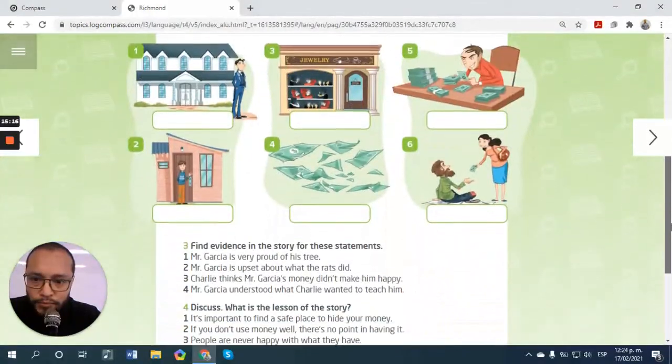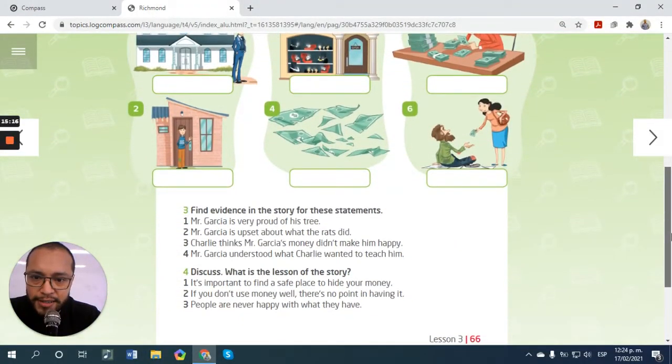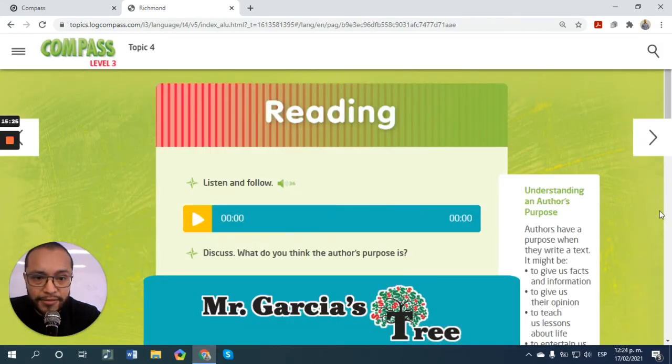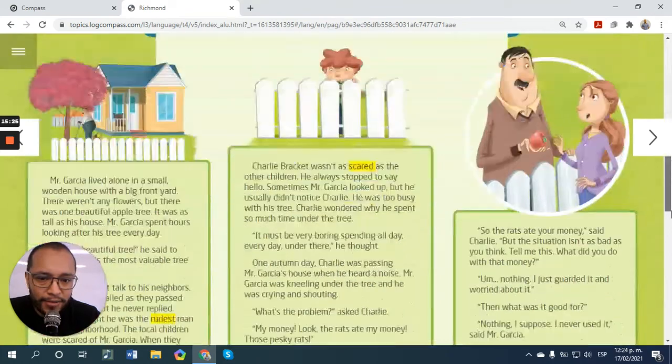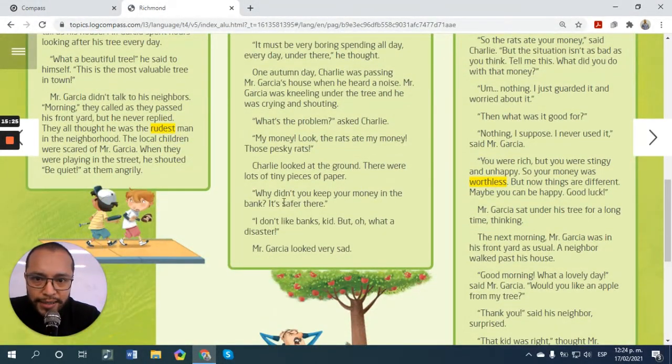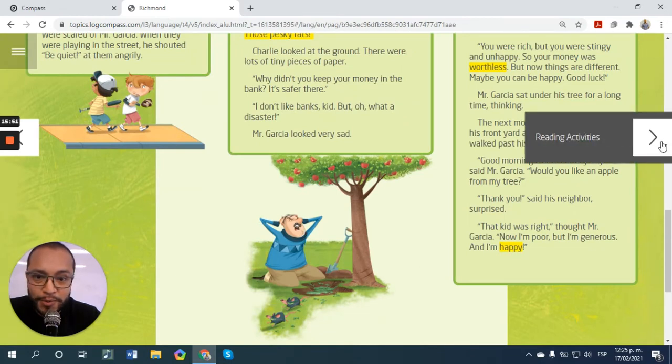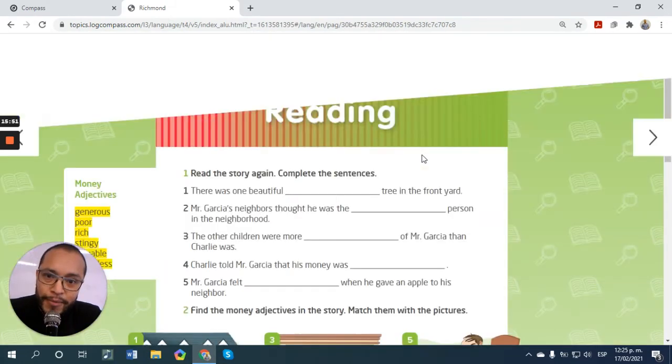Now, if we check the point number 2, Mr. Garcia is upset about what the rats did. La palabra upset significa triste o enojado, decepcionado. Eso lo podemos ver cuando Mr. García le cuenta al niño que las ratas se comieron todo su dinero. Vean aquí esa evidencia. My money, look, the rats ate my money, those pesky rats. So Mr. Garcia is really, really sad about it. You can see his face right here. Nobody would be happy if they lose the money like that.